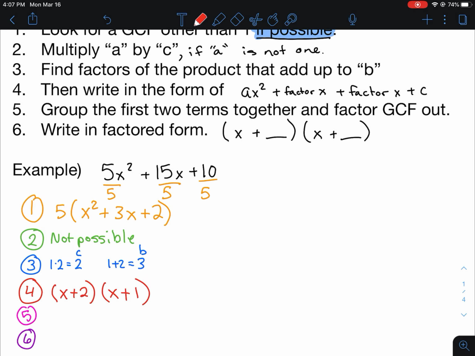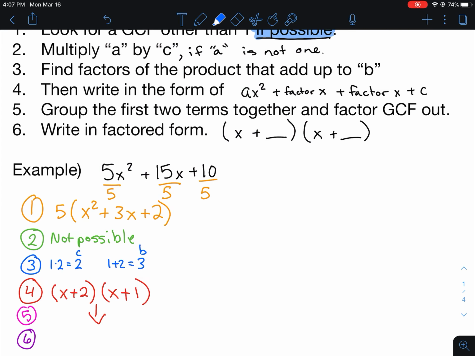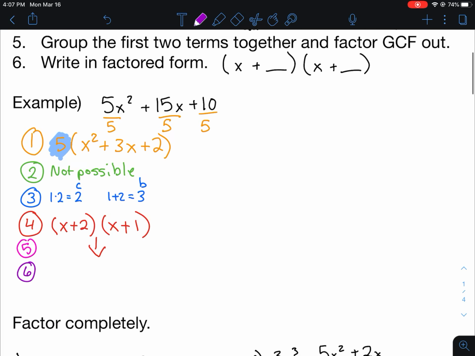Okay, and this technically is going to take us all the way back down to number 6 here. We have to remember from the beginning we had this 5 in step 1. So our final answer is going to read as 5 parentheses x plus 2 parentheses x plus 1.